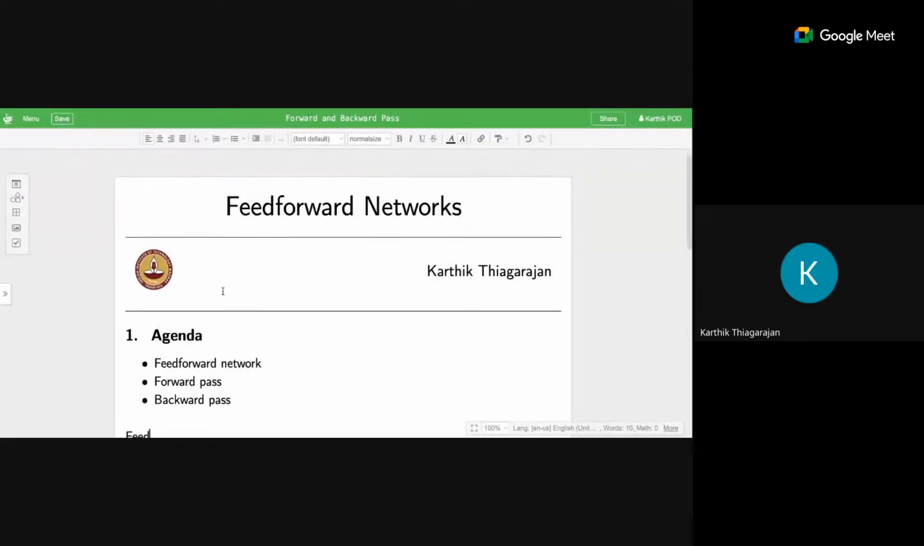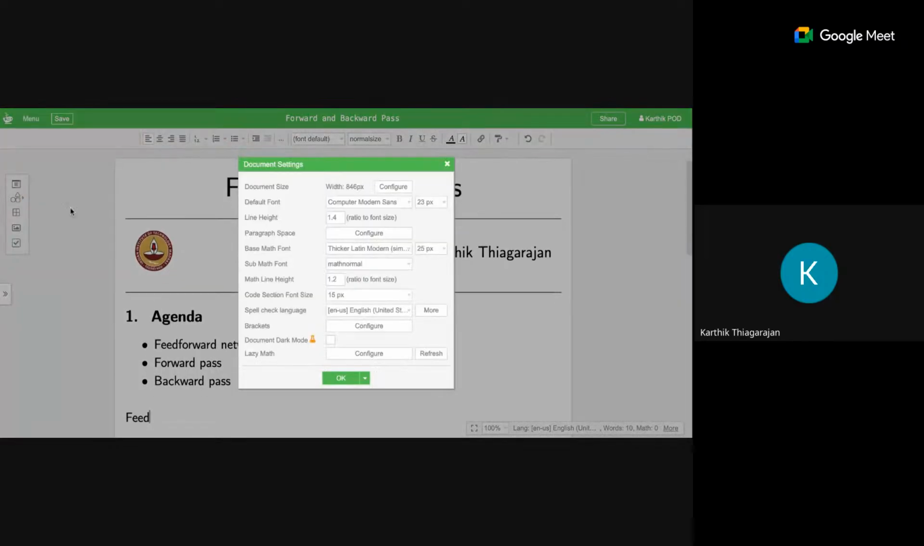Let's increase the font size. It's good enough, but maybe we can make it a little bigger.